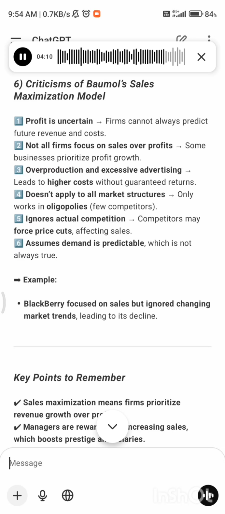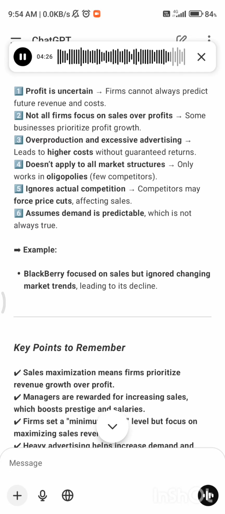5. Ignores actual competition. Competitors may force price cuts, affecting sales. 6. Assumes demand is predictable, which is not always true. Example, BlackBerry focused on sales, but ignored changing market trends, leading to its decline.